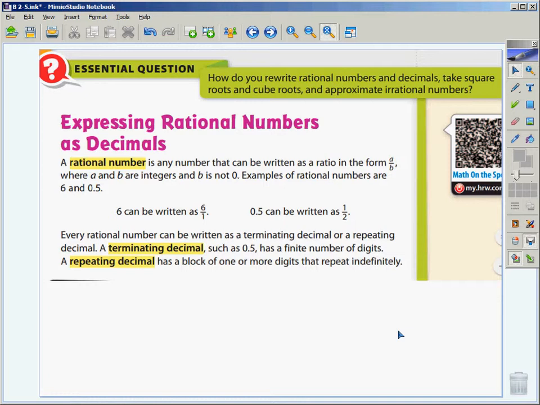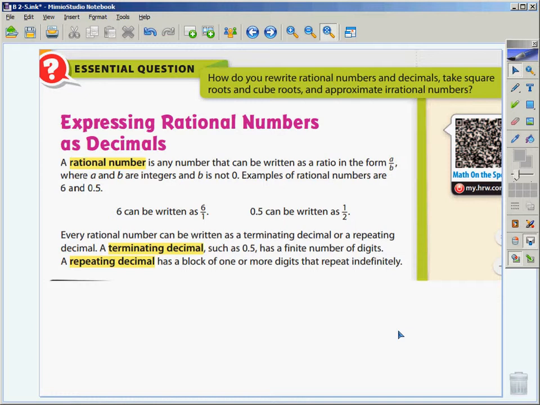Is it true that 2 is the only even prime number? Yes, 2 is the only even prime number, because every other even number is also divisible by 2. So 2 is the only even prime number. To be prime, it can only be divisible by 1 and itself.